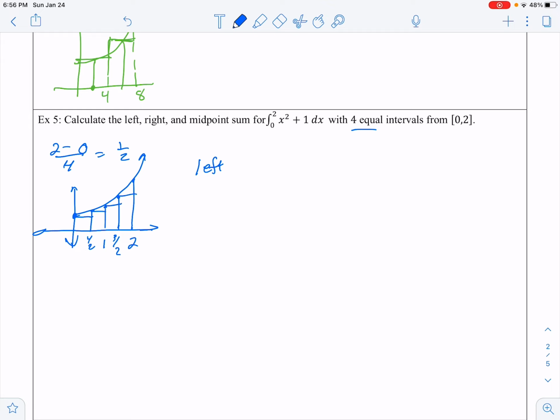Okay, so we use 0, 1/2, 1, and 3/2, but we don't use 2. The width is a half, and then you do f of 0 plus f of a half plus f of 1 plus f of 3/2. And when you get done and do all your math, you end up with 3.75. I'm going to let you plug these in and get the y values. Okay, see if you get the right answer.